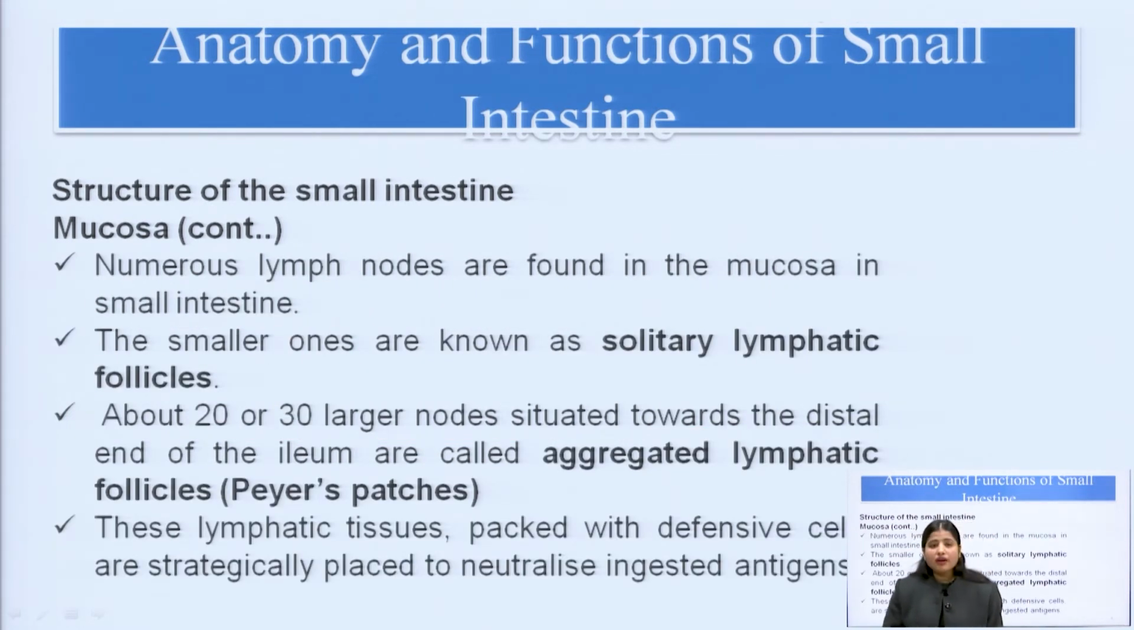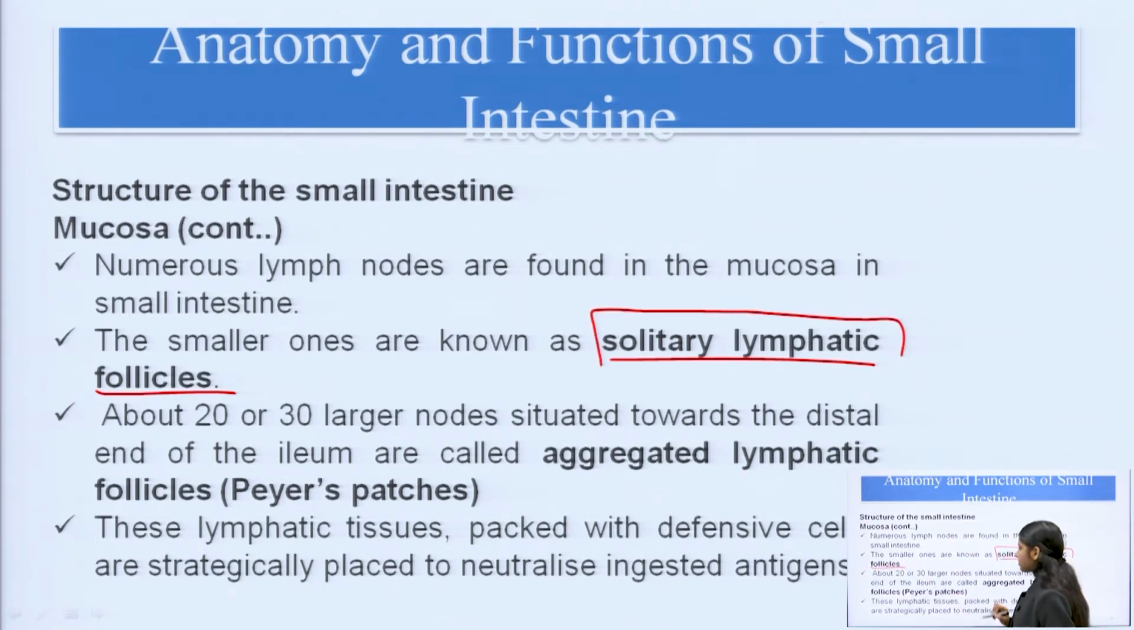Now, we have covered the intestinal glands, the goblet cells, the epithelial cells, the villi, the microvilli. Apart from it, there are lymph nodes present in the small intestine. Numerous lymph nodes are found in the mucosa layer, the innermost layer of the small intestine. There are some small nodes, known as solitary lymphatic follicles. You need to remember about solitary lymphatic follicles. They are smaller ones. What are they doing? They are providing the defense mechanism.